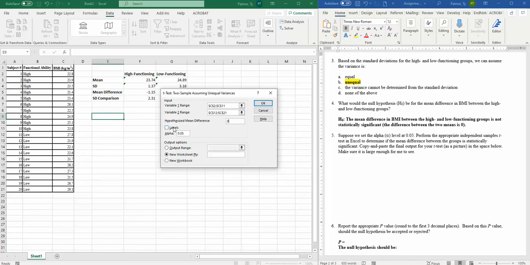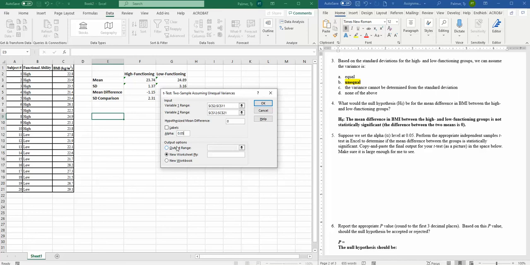Labels, we don't need to do anything with that, so leave that unchecked. The alpha level is already set for us by default. Remember, we set it up here in the problem: suppose that we set the alpha level at 0.05. Remember, traditionally, 0.05 is the alpha level that is typically set by most research studies. So yeah, we're going to leave it there. We don't need to change anything. We're going to leave the alpha level at 0.05.